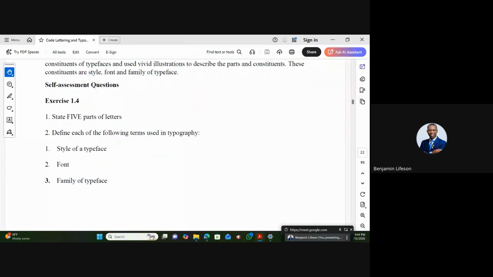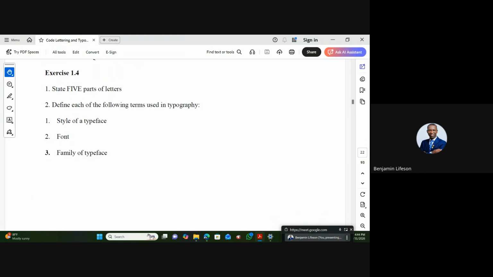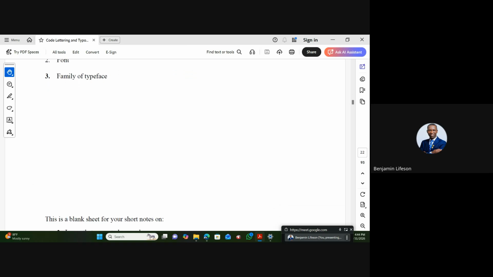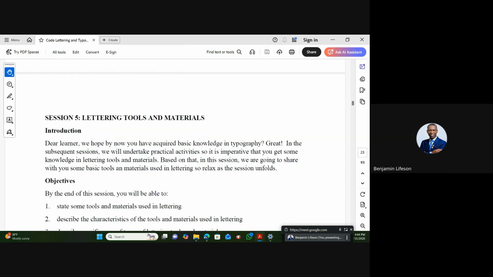So these are self-assessment questions for you. You should state five parts of letters, and define each of the following terms used in typography: style of typeface, font, and family of typeface. You are supposed to do that on your own.